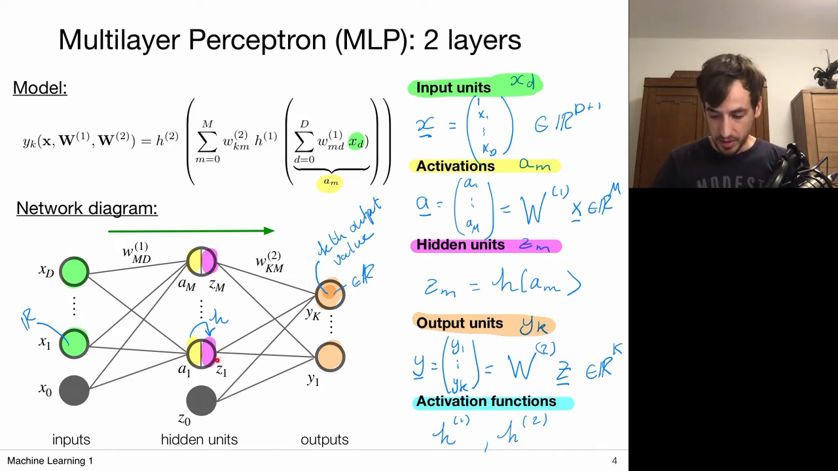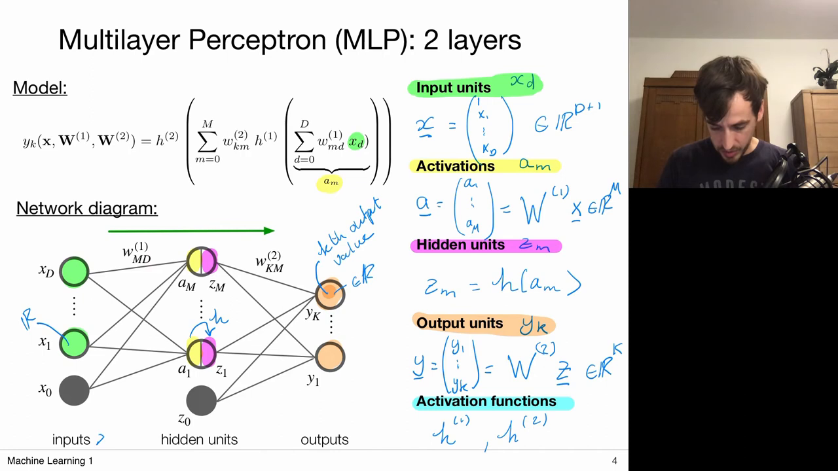And then those hidden units are used as inputs for the next linear model. So that's why we apply this W now here. That gives me all these output units. And then we can decide to apply another activation to my outputs.